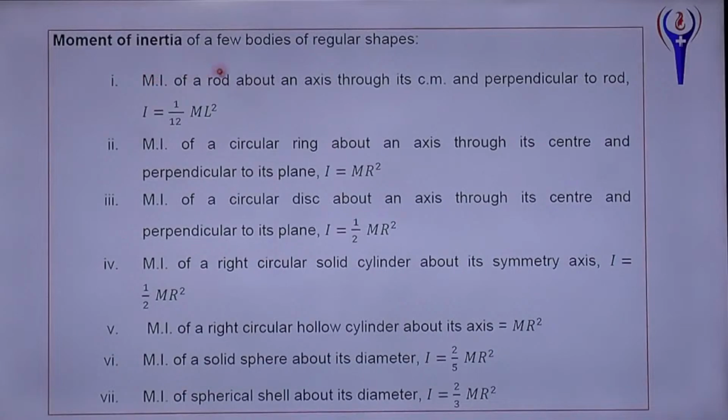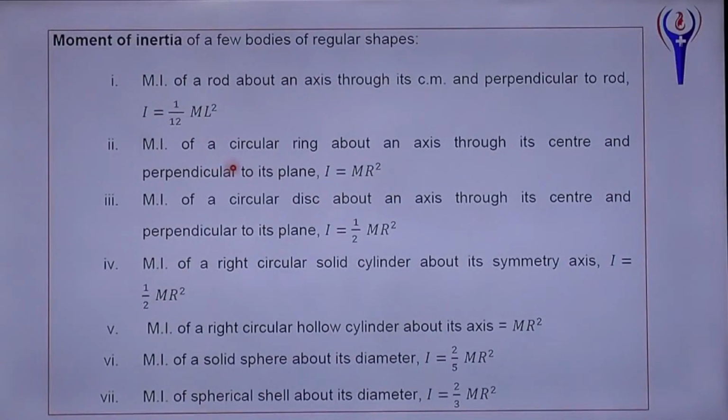Moment of inertia of a few bodies of regular shapes. Moment of inertia of a rod about an axis through its center of mass and perpendicular to the rod, that is I equals 1 by 12 M L square. L is the length of the rod, M is the mass of the rod. What is the shape of the rod? Cylindrical shape. So it's the moment of inertia of a rod or cylinder, I equals 1 by 12 M L square.